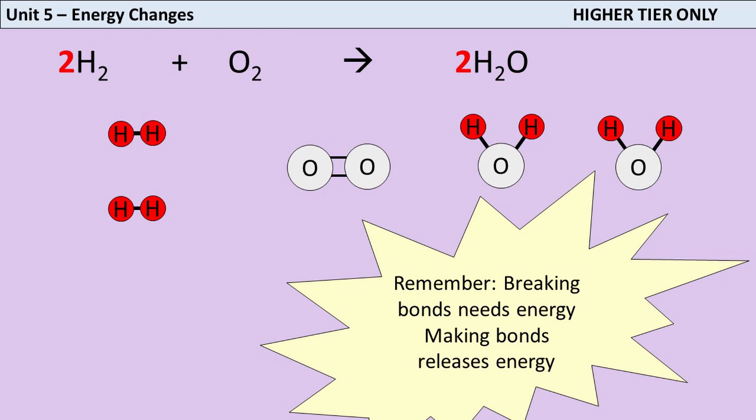Now, if you're taking higher tier, you also need to be able to do bond enthalpy calculations and work out what the energy change of a reaction is. My number one piece of advice for this would be that when you're doing one of these questions, if they haven't drawn out the reactants for you, draw them yourself. Because the number one mistake that we see is that students do the calculation completely right, but they miscount the number of bonds that are being made or being broken, and so they get the calculation slightly wrong and they come out with completely the wrong answer.